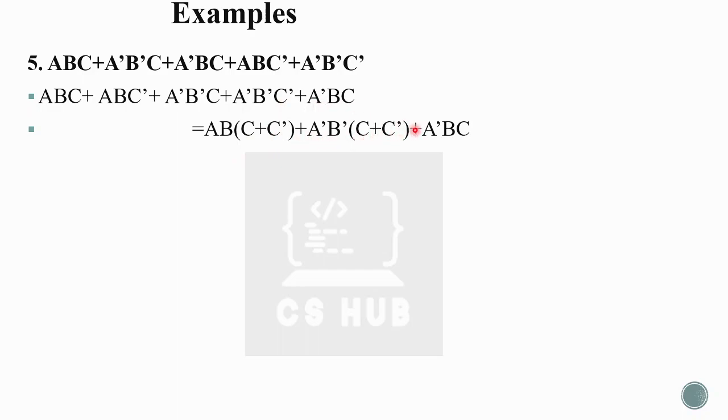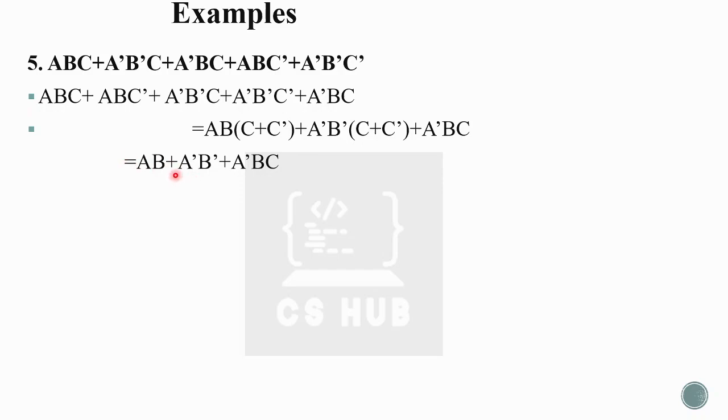The rest term is A bar BC. Then C plus C bar is equal to 1, and again here also C plus C bar is equal to 1. Then the final expression is AB plus A bar B bar plus A bar BC. And here also A bar is common for these two terms, and B is common for these two terms. So we can use any of these rules.